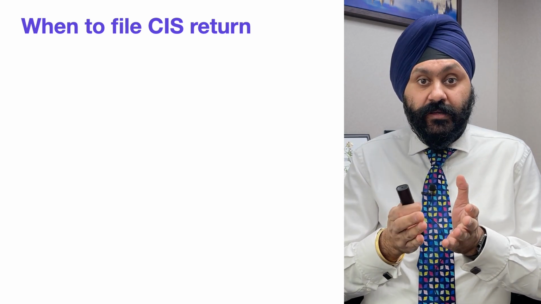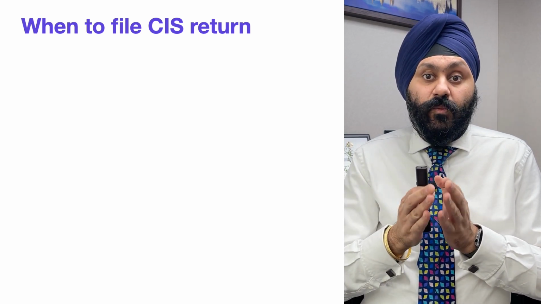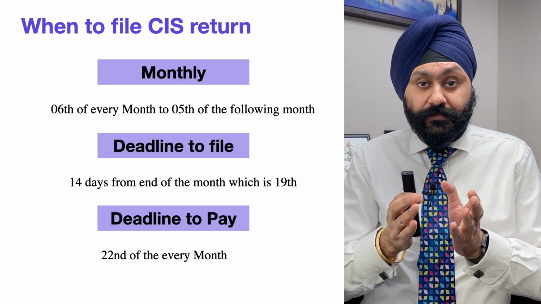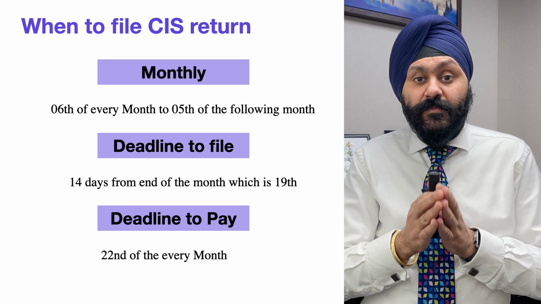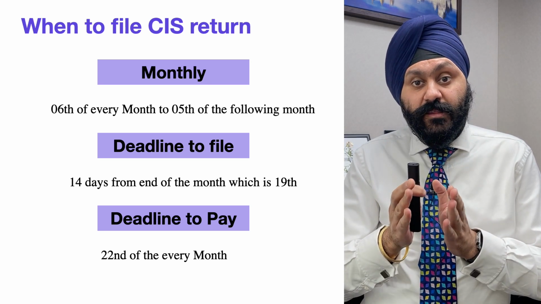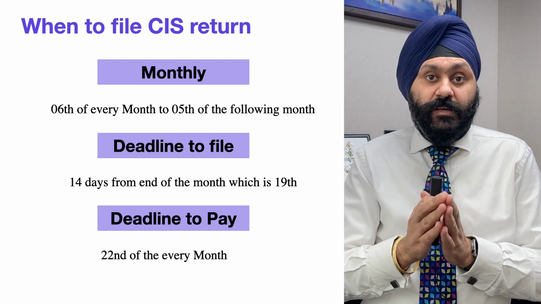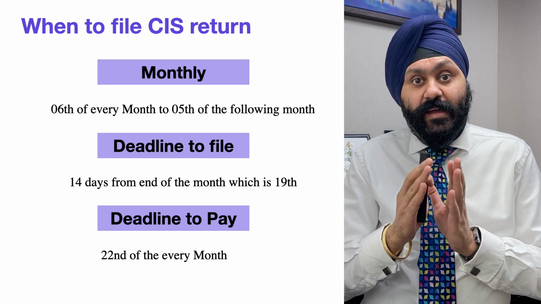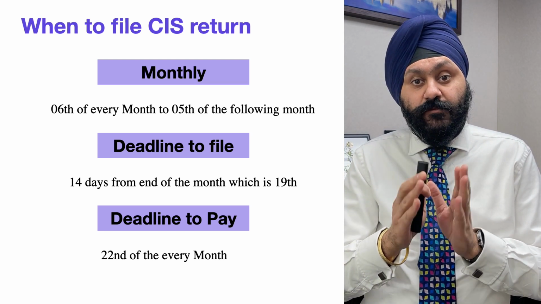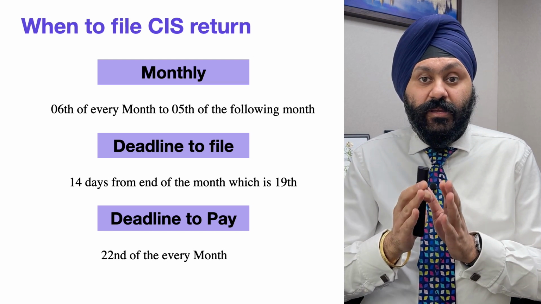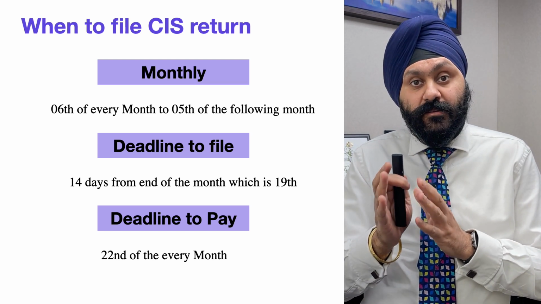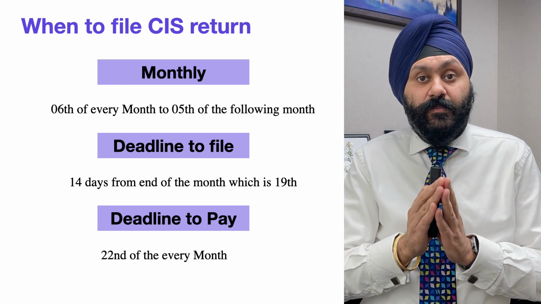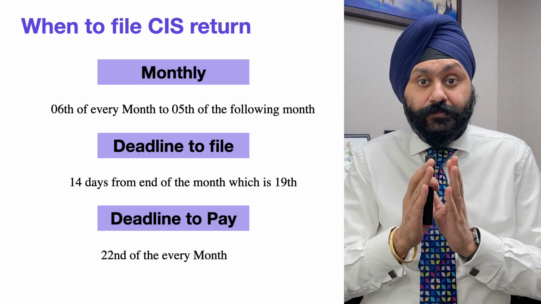He needs to inform HMRC of that deduction through a return called the monthly CIS 300 return. That monthly return runs from the 6th of every month to the 5th of the following month. So for example, from 6th of January till 5th of February is a month, and then by 19th of February, which is 14 days from the month end, is the deadline to file the CIS 300 monthly return. And if a contractor fails to file this return, then a £100 initial penalty is payable immediately.